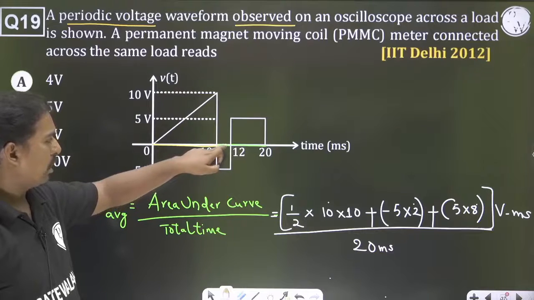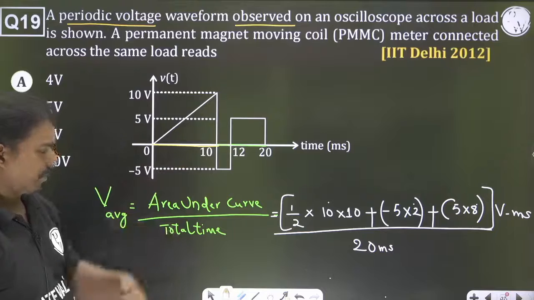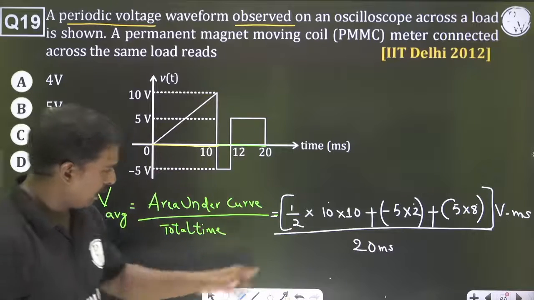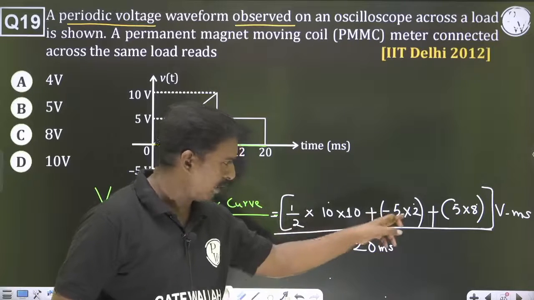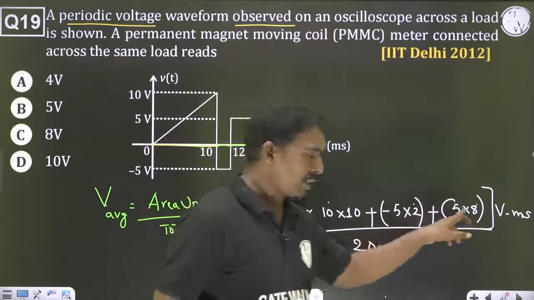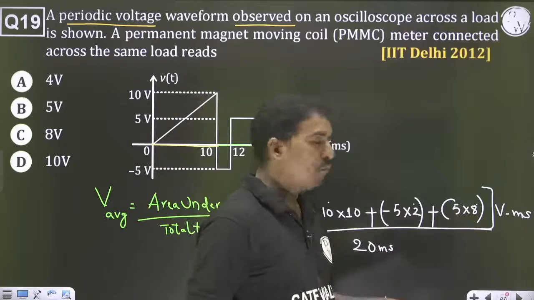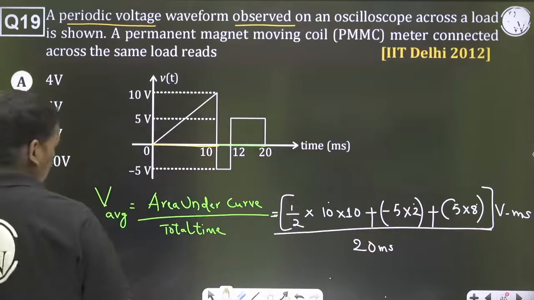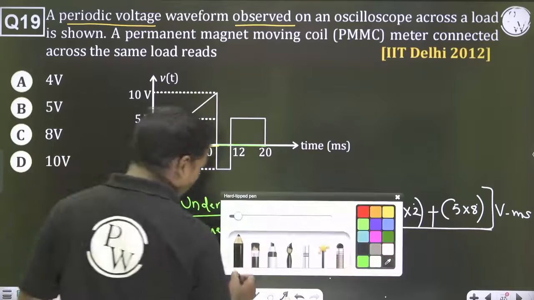minus 10, that is 2 milliseconds, and this is minus 5. How much are you going to get? 10 into 10, 100 by 2, 50. This is minus 10, 40 plus 40, 80, 80 by 20, 4. So answer is coming 4 volts. Cut off it.